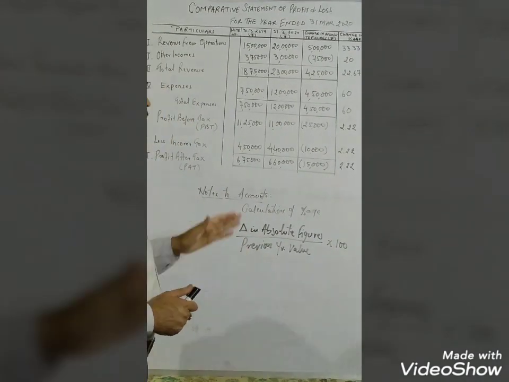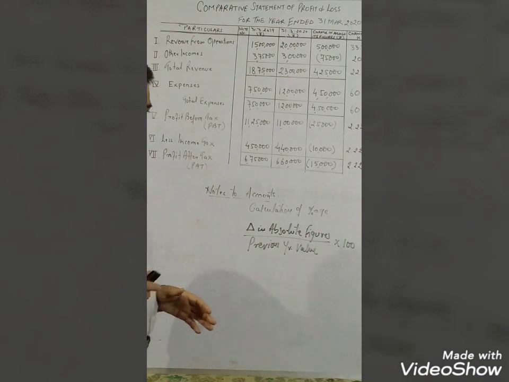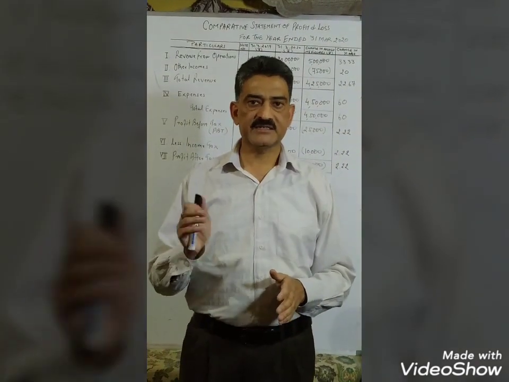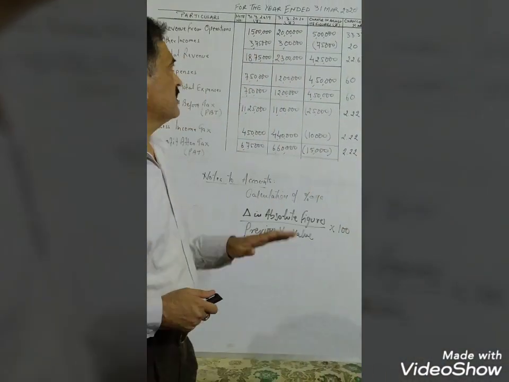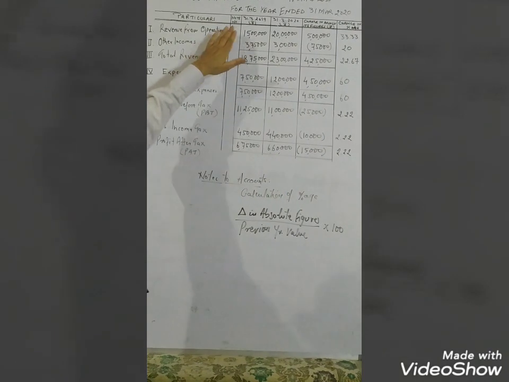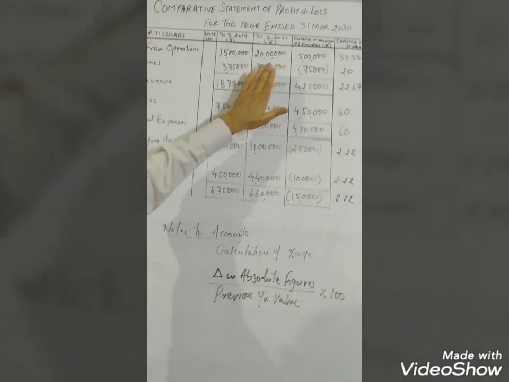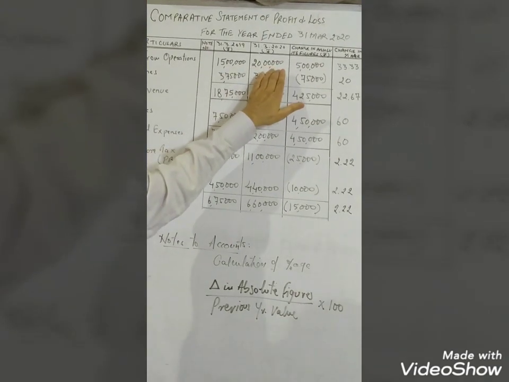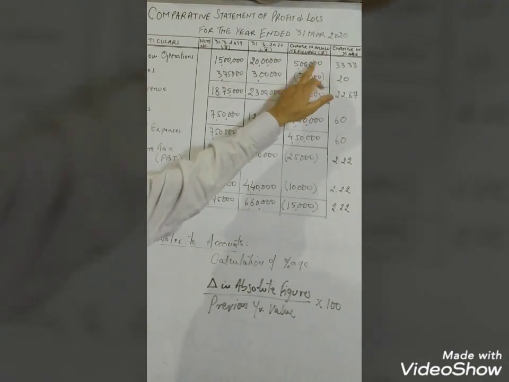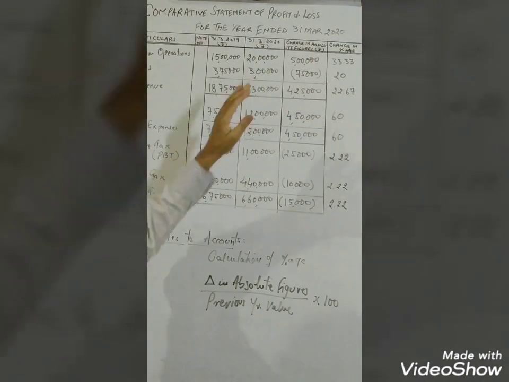Now in the comparative statement of profit and loss, the sequence will be there. The very first item will be shown as revenue from operations. Revenue from operation is what? This is the net sales: total sales during the year minus sales return. So this becomes the revenue from operations. For the year 2019 it is rupees 15 lakh, and for the year 2020 it is rupees 20 lakh. From 15 lakh to 20 lakh the difference is rupees 5 lakh. So 5 lakh is an increase in the value of the revenue from operations.